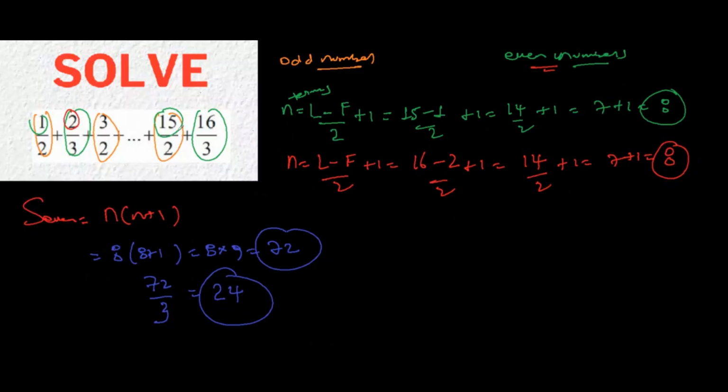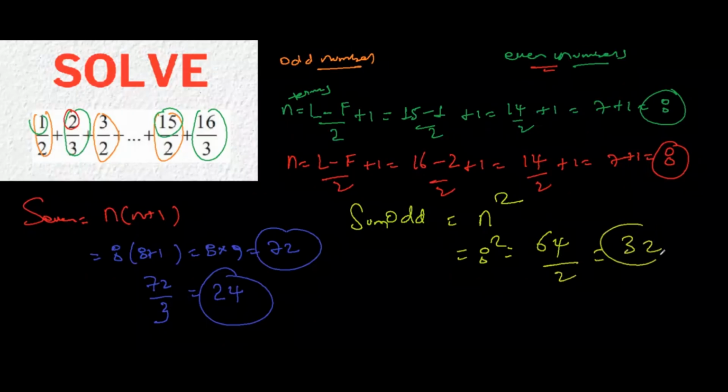And for the second one, for the odd numbers, to get the sum of odd numbers you have to use this formula, n square, which is 8 square, it will be 64. But as is shown here, all the odd numbers are divided by 2, so you have to divide this by 2, which will be 32. So the sum will be 24 plus 32, which will be 56. So the answer is 56.